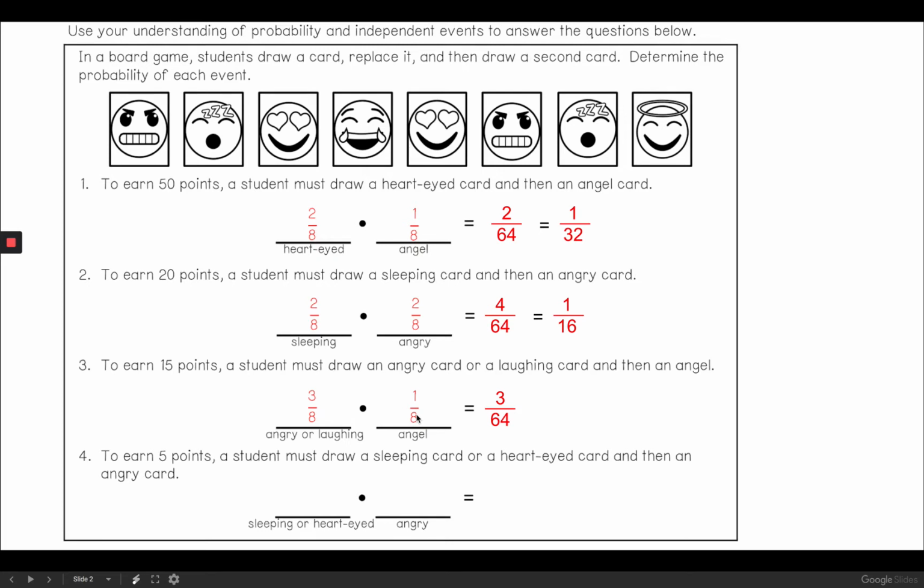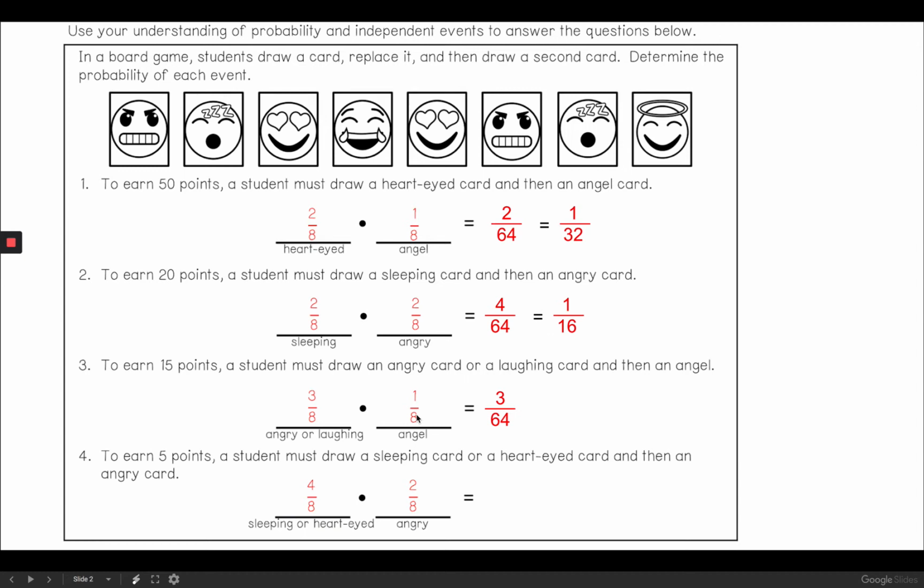To earn 5 points, a student must draw a sleeping card or a heart-eyed card and then an angry card. So we have sleeping or heart-eyed. Sleeping we had 2, heart-eyed we had 2, so that's going to be 4 out of 8. And then angry we've already done several times, that's 2 out of 8. I could reduce those to 1/2 and 1/4, or if I just multiply straight across, I can reduce after.